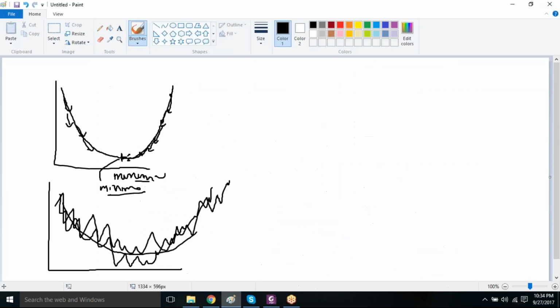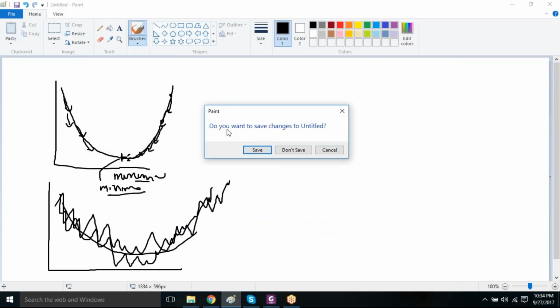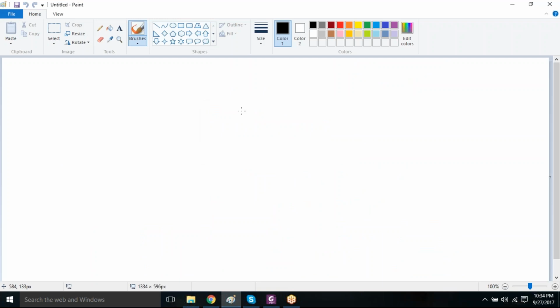Now they have to come up with a new function. So I will now, with a fresh page and a fresh mind, just try to understand this. This is the cost function of logistic regression.